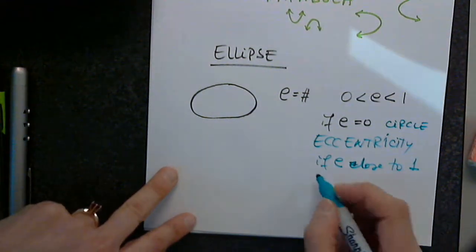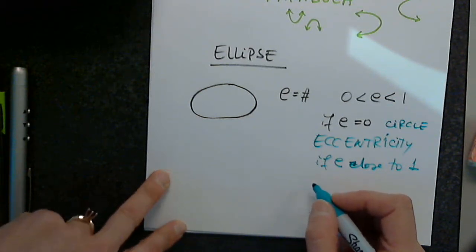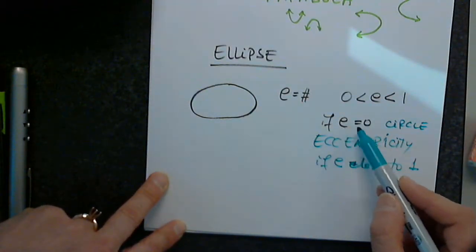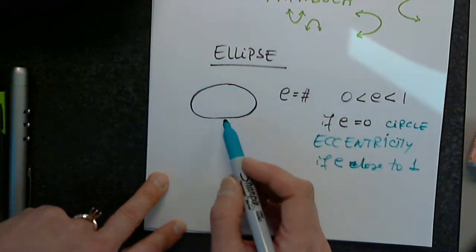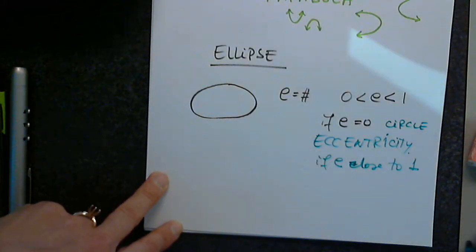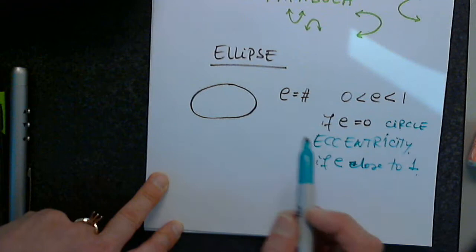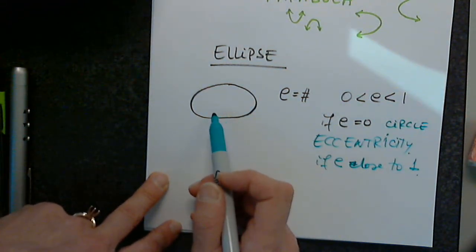Okay? As different as possible from a circle, right? So if the eccentricity is close to 0, then we are really looking at a circle. There is no eccentricity. In other words, no ellipse. If E is close to 1, then the further away from a circle the ellipse is. Okay?